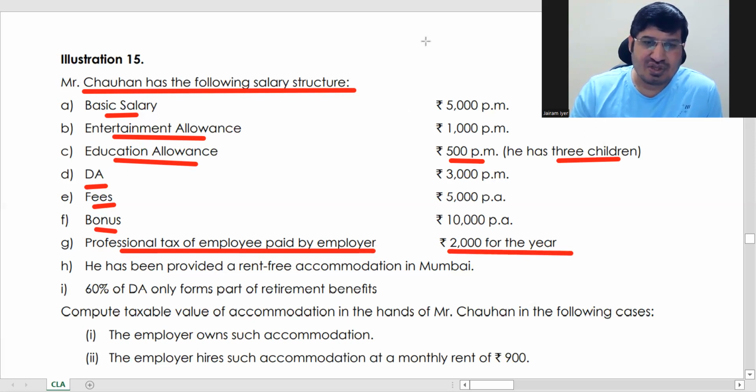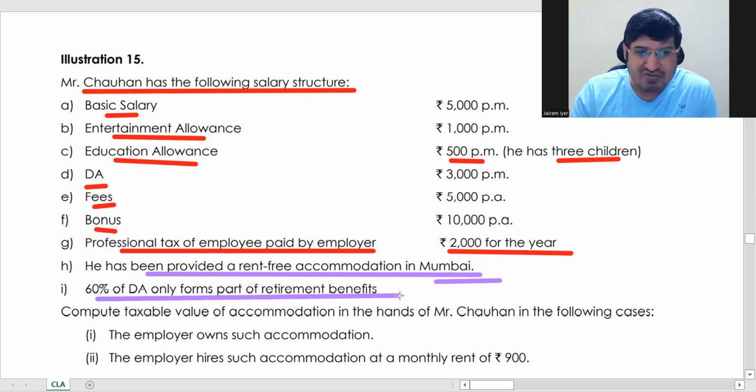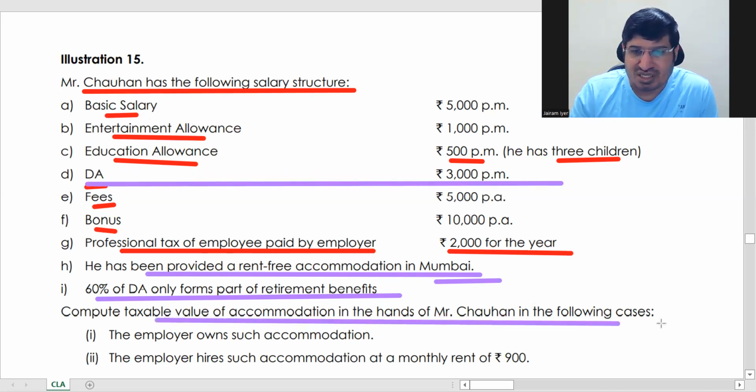And provided with a rent free accommodation in Mumbai. Okay. So Mumbai's name has come, so we know that we have to use 15%. Right, population will be above 25 lakhs. 60% of DA forms part of retirement benefits. Okay, this is in relation to DA. Compute taxable value of accommodation. Okay, now we have to compute taxable value of accommodation.